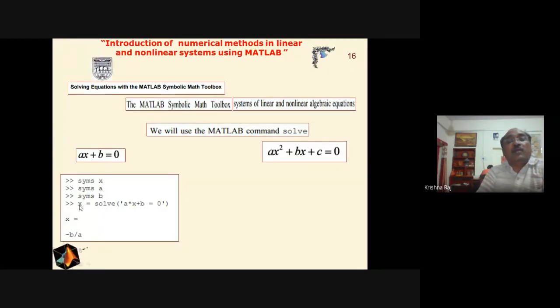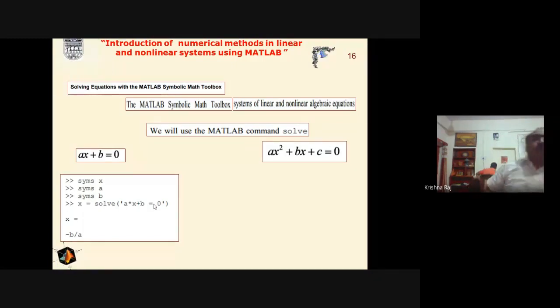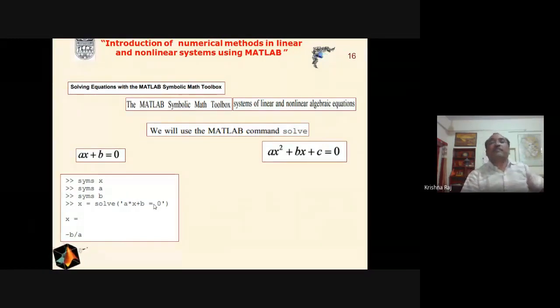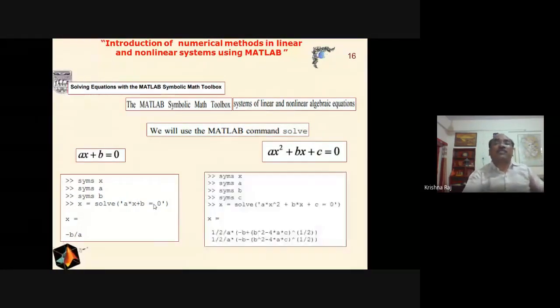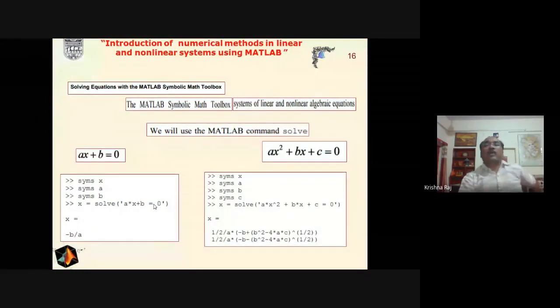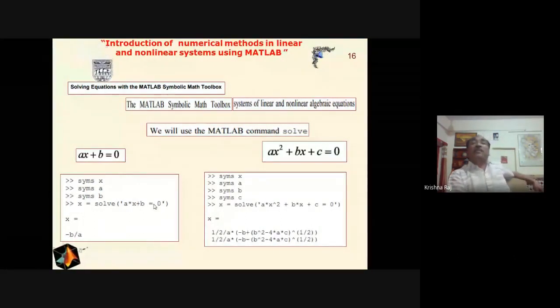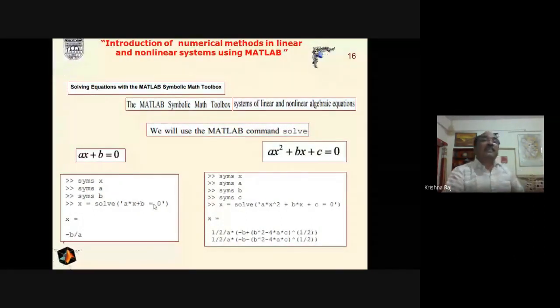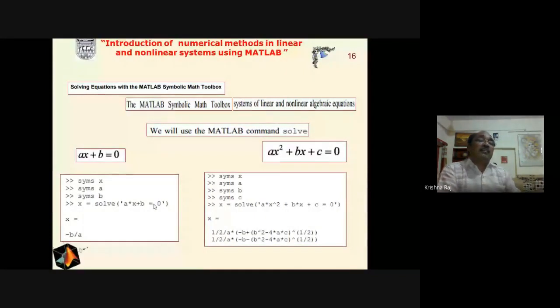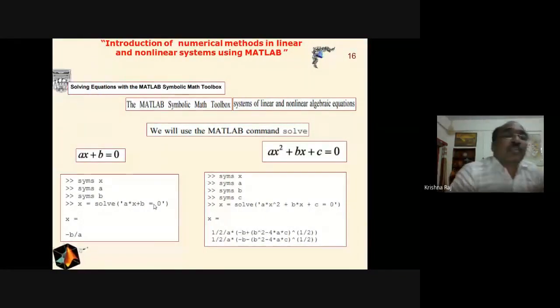Then in order to get the solution for x, just write solve, then the description of that equation, not the name, ax plus b. And naturally we will get the result. And suppose the second equation, ax square plus bx plus c. See what we have done till now. We have just started the solution of linear equations.